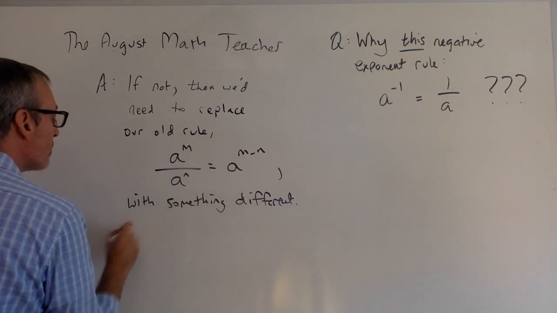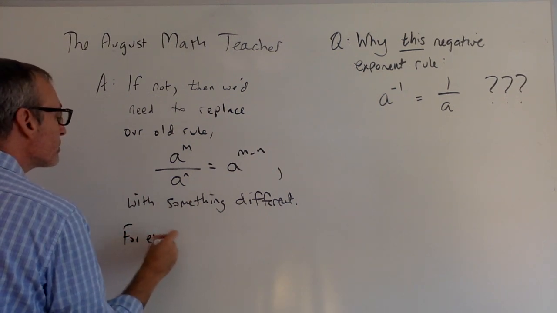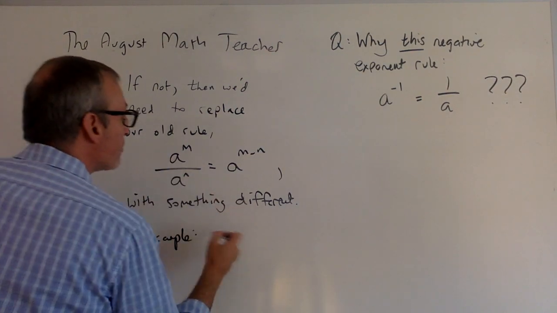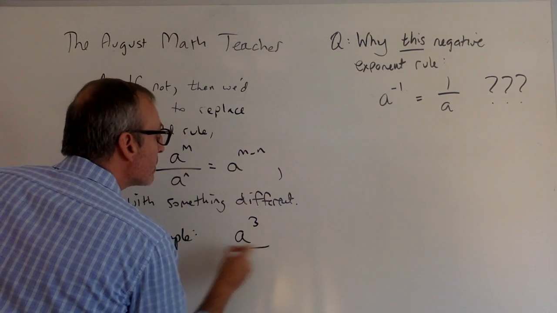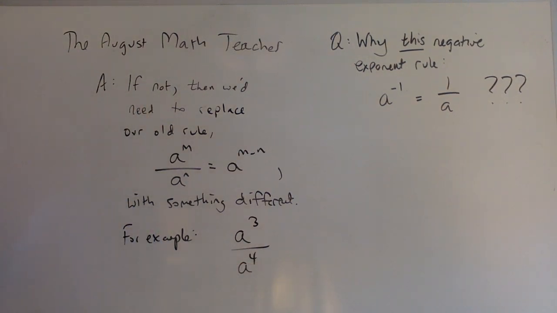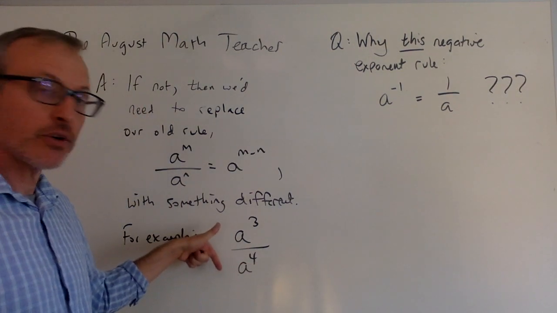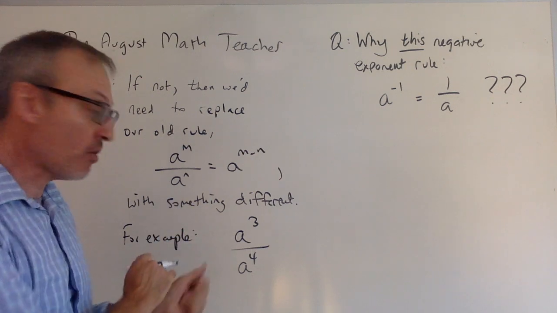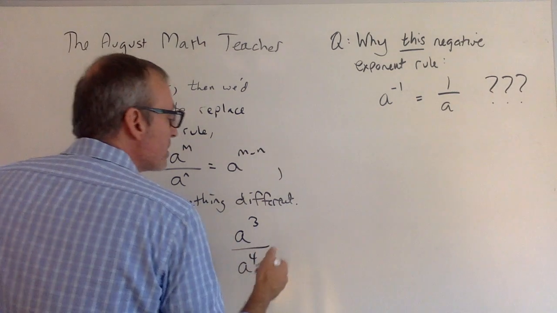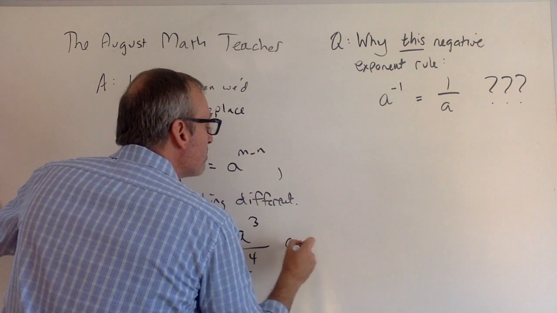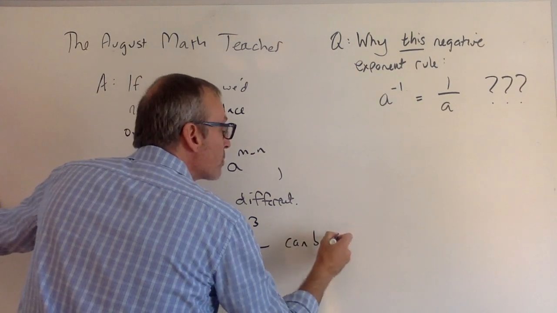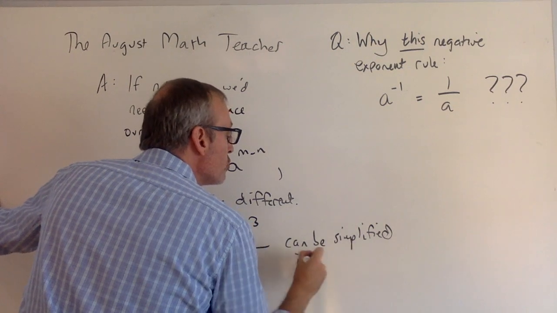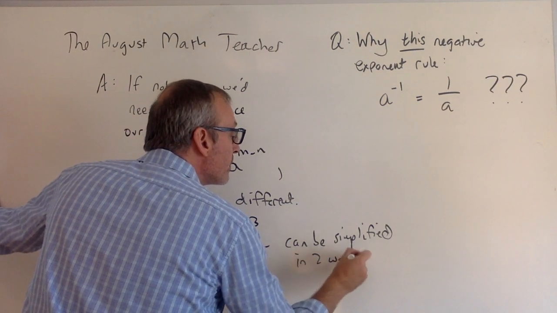So, for example, suppose that you had a to the third divided by a to the fourth. A to the third divided by a to the fourth looks like a random example, but I want you to think about it for a moment. A to the third divided by a to the fourth can be evaluated or simplified in two different ways right now.